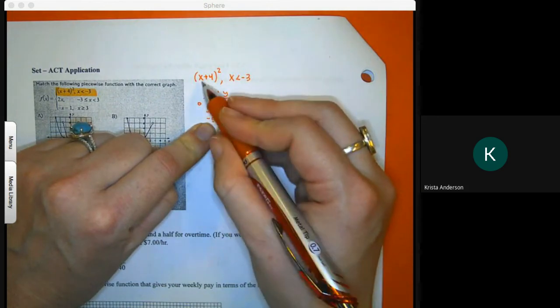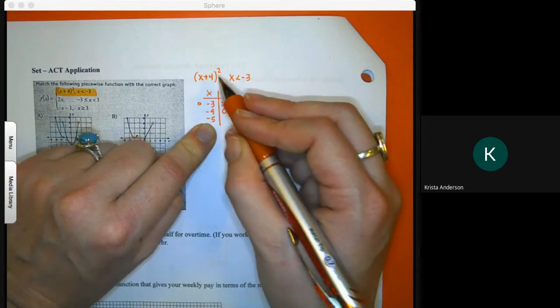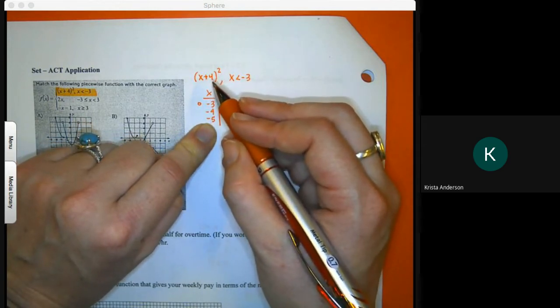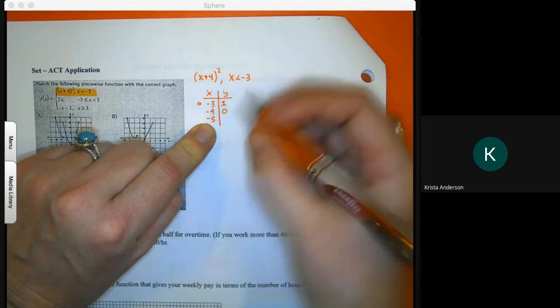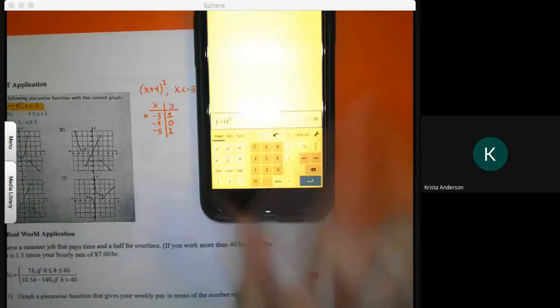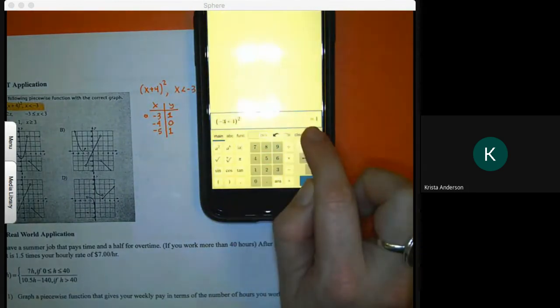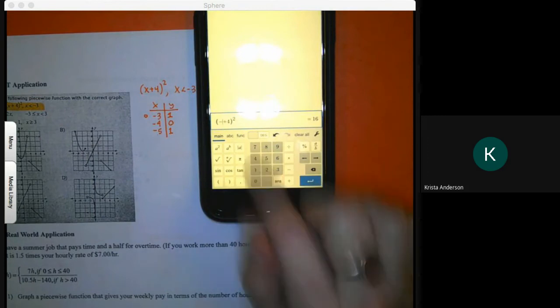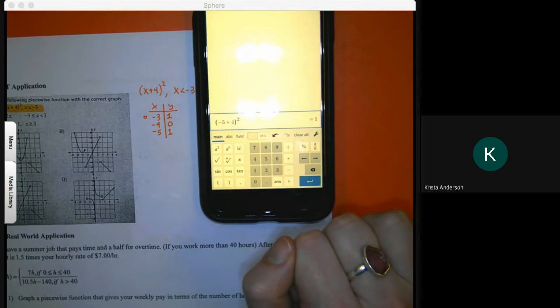-5 plus 4 is -1. What's -1 squared? Ooh, careful. -1 squared. Positive 1. -1 times -1 makes a +1. Yeah, it's sneaky. And if I wanted to check, when I plug -3 in, it's a 1. -4 is 0. -5 is a 1.